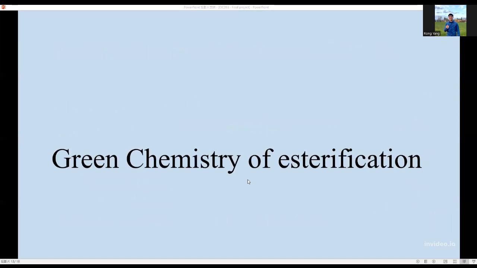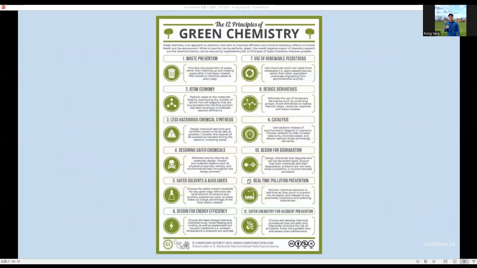The green chemistry of esterification. These are the 12 principles of green chemistry, and these are the things we should keep in mind when designing science experiments. Earlier, we mentioned that Fischer esterification is energy inefficient with long heating, and uses a strong acid catalyst, which is a hazardous chemical to us. So that introduced a greener way of producing esters.